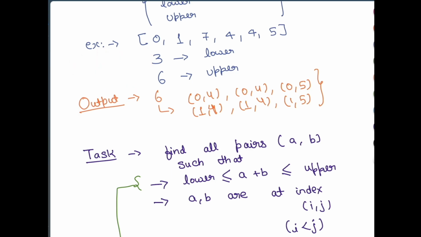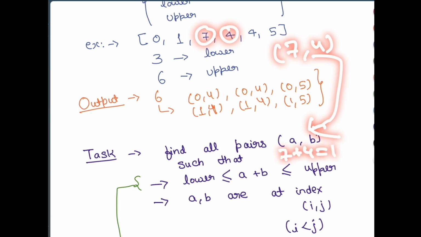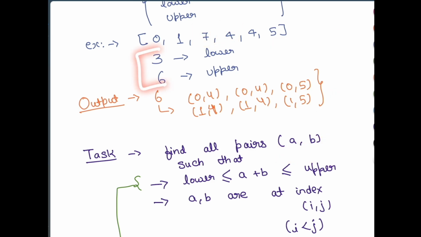But I cannot create a pair like 7 and 4. So 7, 4, if you say these are my A and B, then in this case 7 plus 4 is equal to 11, which is outside of the range of 3 to 6. So it's very simple to understand: create all the pairs out of your given array such that the sum of the numbers in your pairs A, B should be within the range of lower and upper.